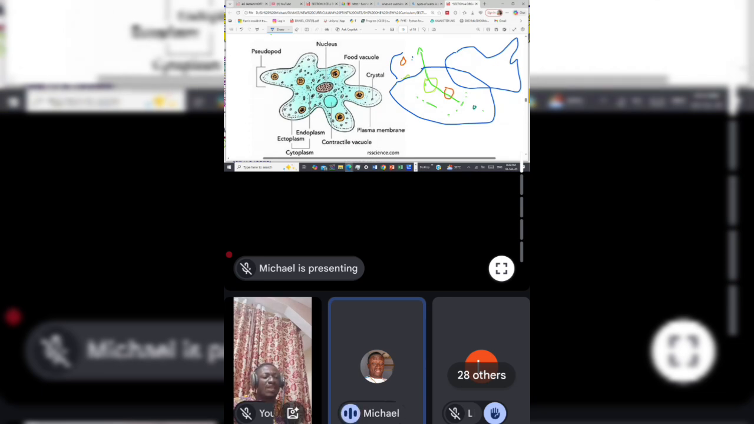If it doesn't see any food here, it will become flat like this. Sorry, it will become something like this. So everything will be flattened up. So if I've drawn the amoeba, I would have drawn it this way, maybe something like this. So this one will not be there. This will be the only pseudopodia on the amoeba, and that is okay for me.